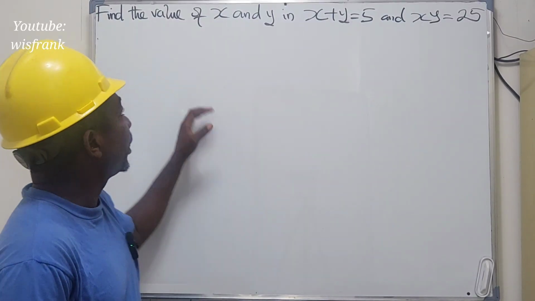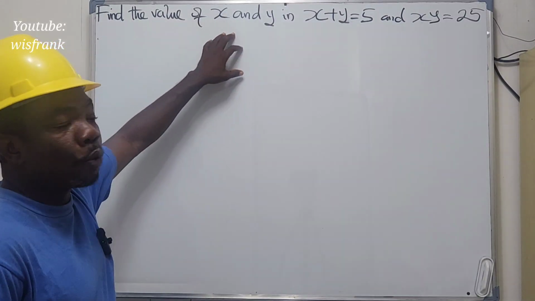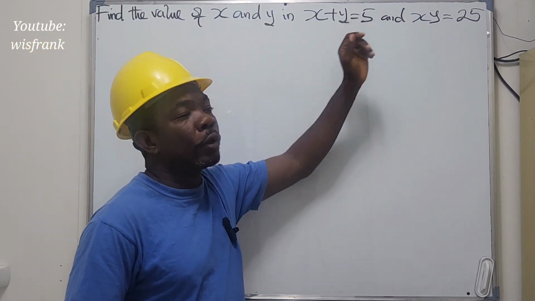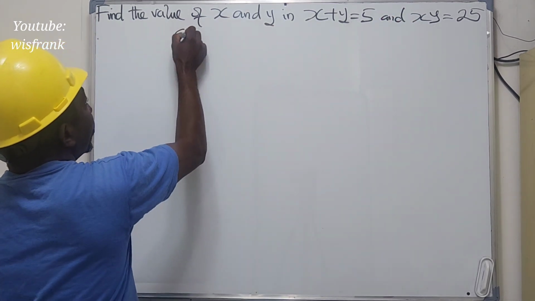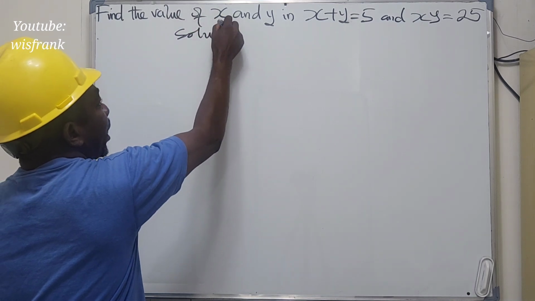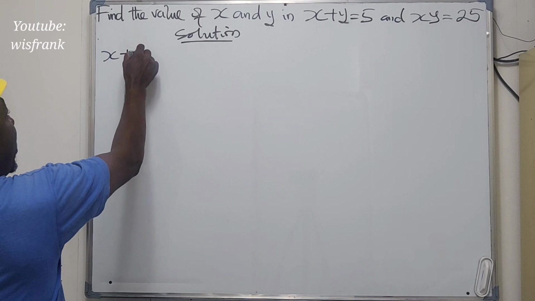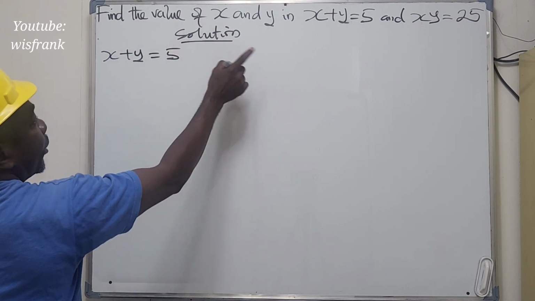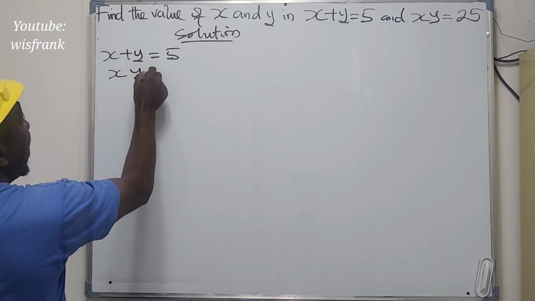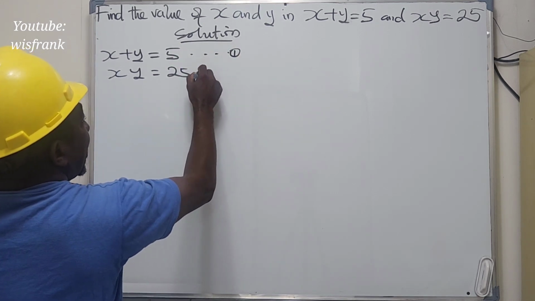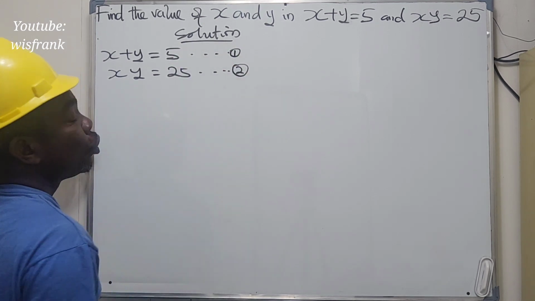For today, we are looking at this question. It says find the value of x and y in x plus y equals 5 and xy equals 25. So we are going to find the value of x and y from the given equations. We are given x plus y equals 5 and also xy equals 25. Let's call this equation 1 and let's call this equation 2.